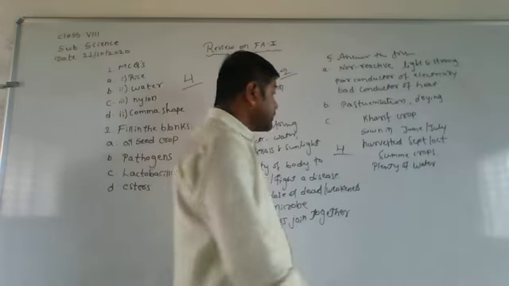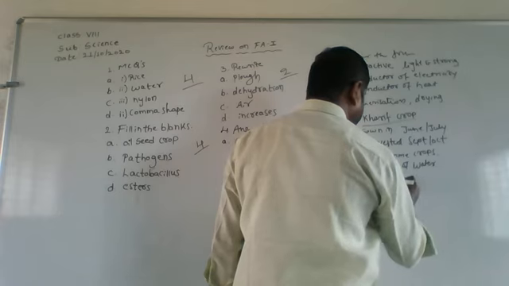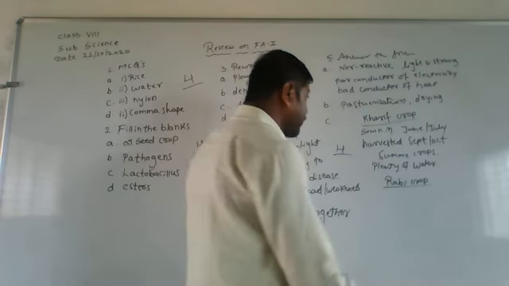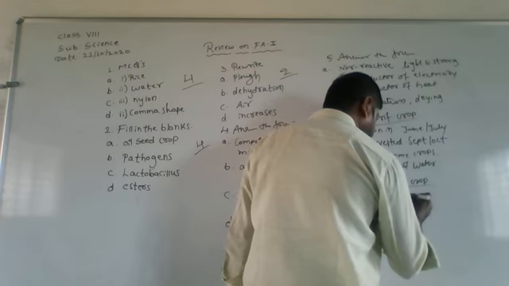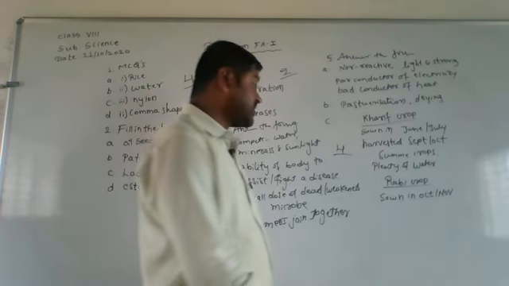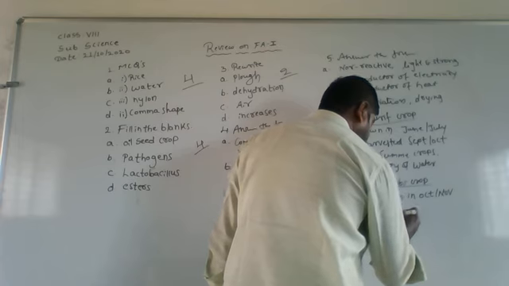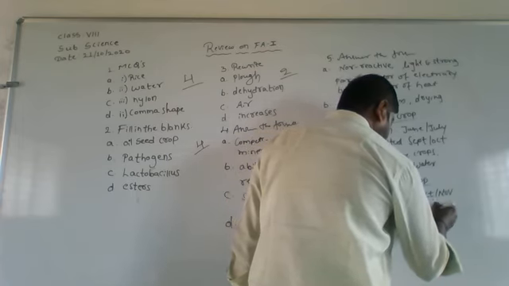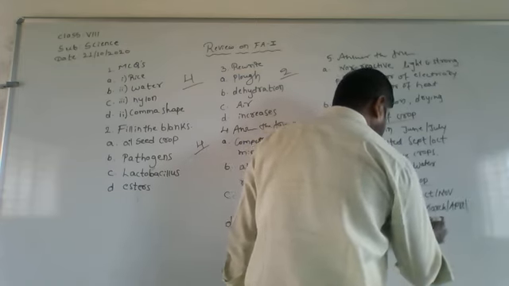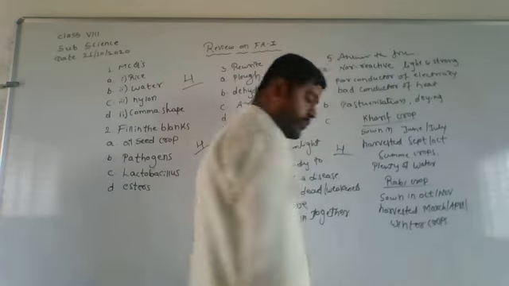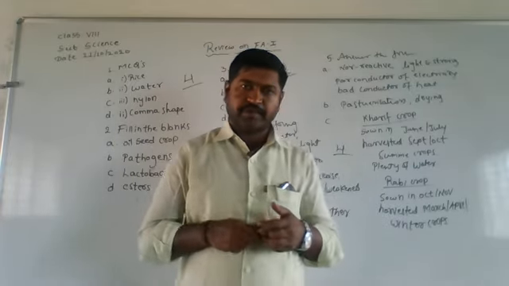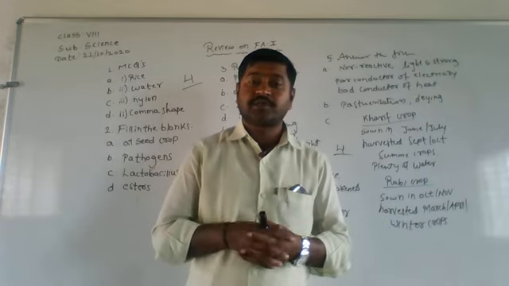Is this clear? Then next, if we come across rabi crop, it is actually sown in October or November, and then harvested in the month of March or April. It is called winter crop. And it requires less amount of water. That is why it is not dependent on monsoon rains.